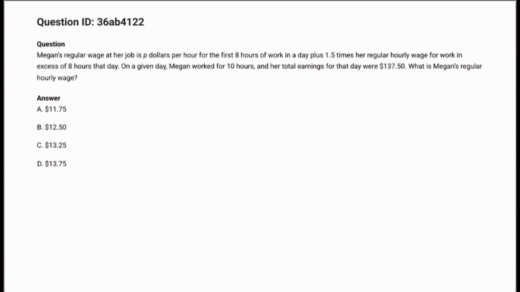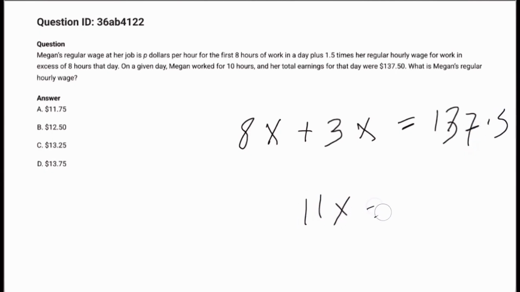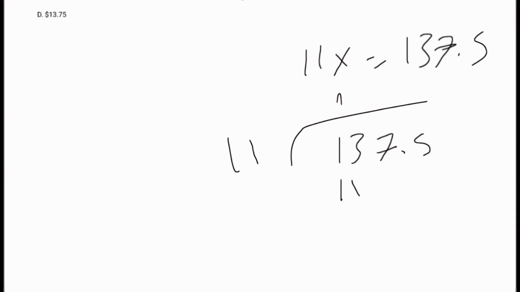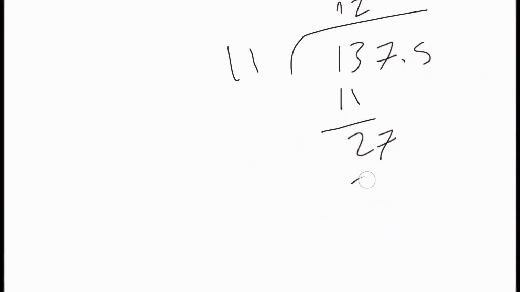An employee's job pays $b per hour for the first 8 hours worked in a day, plus 1.5 times the regular hourly wage for work in excess of 8 hours that day. When the employee worked 10 hours, their total earnings were $137.5. What is the regular hourly wage? 8x plus 1.5 times 2x, which will be equal to 137.5. So 11x equals 137.5, x equals 12.5.